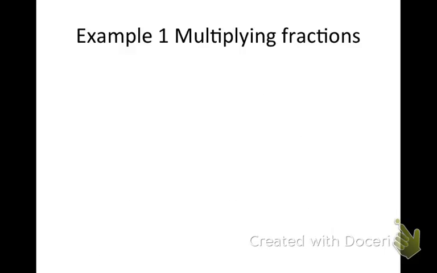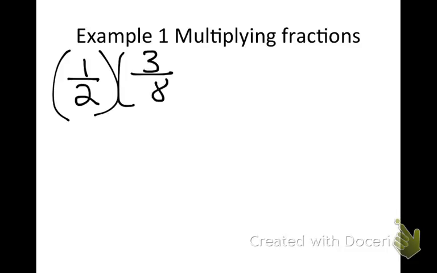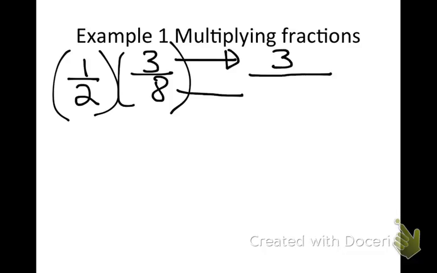Okay, so some examples. Let's say we want to multiply 1/2 times 3/8. So I want 1/2 of 3/8. I'm going to go through my steps. First, can I simplify? These are pretty much in the simplest form. Next, I'm going to multiply my numerators. So 1 times 3 is 3. Then I'm going to multiply my denominators. 2 times 8 is 16. So my answer is 3 over 16.